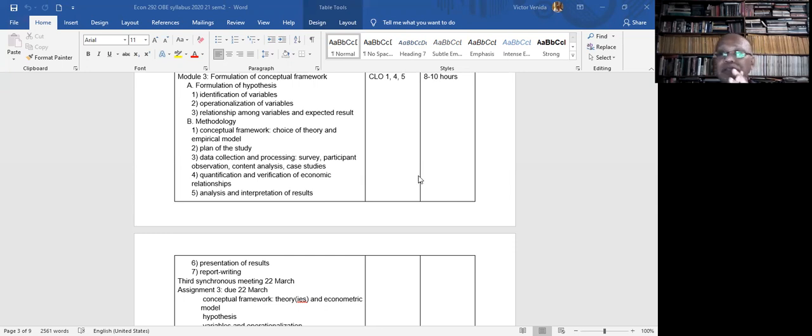Let's say educational expenditures decrease poverty incidence or infant mortality rates or underemployment. Now, in terms of methodology, you have the conceptual framework, which shows you the choice of theory and the empirical model. Now, the choice of theory is that among the theories that you have gone over in your review of literature, there was that one theory that you decided to focus on.